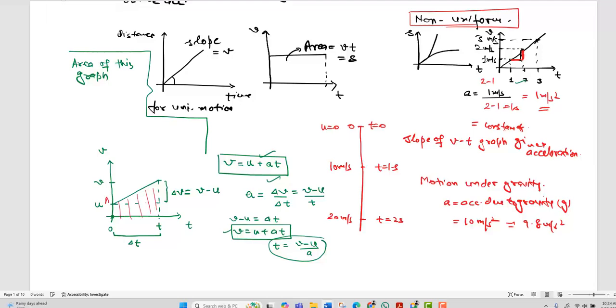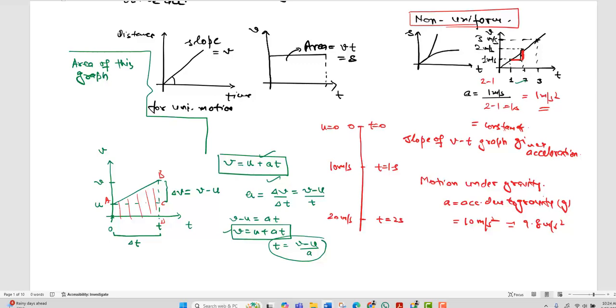So this is O, A, B, C, D. I would first find the triangle's area, half times height times base, and then I would find the rectangle's area, length times breadth. Very good. Or you can directly use the concept of the area of a trapezium, because it is a trapezium structure. You know the concept of trapezium?